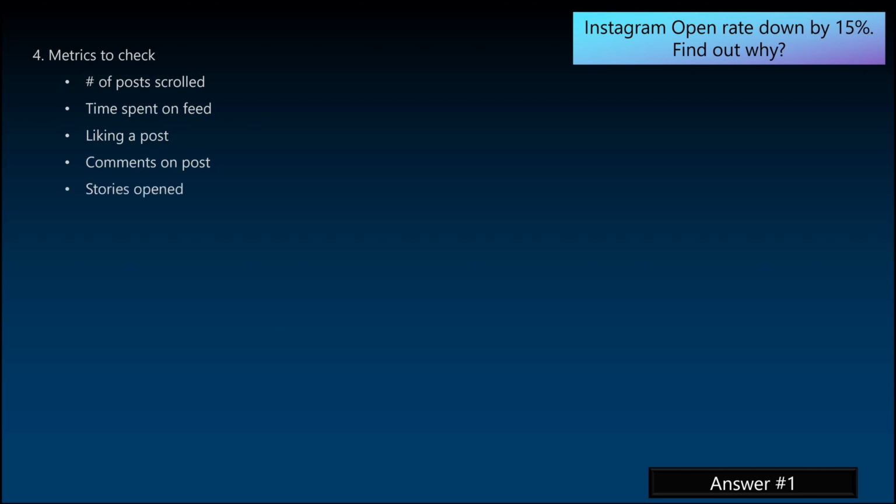5th. Stories opened. 6th. DM and chat with his or her friends. 7th. Number of user pages opened in a session. And the last, number of follows per user in a day.